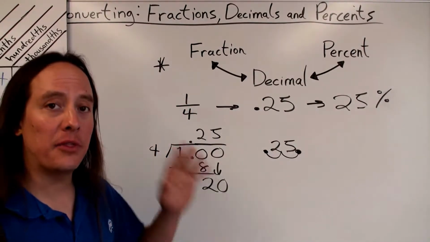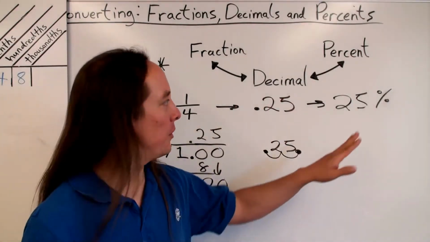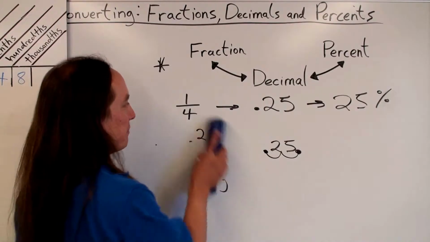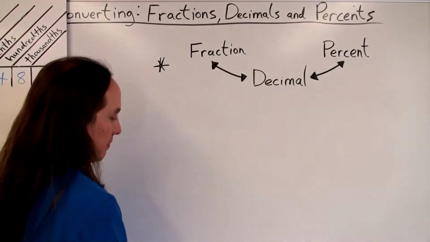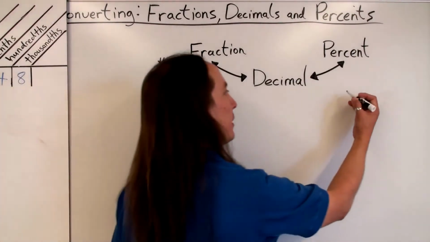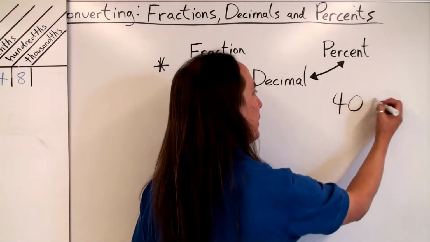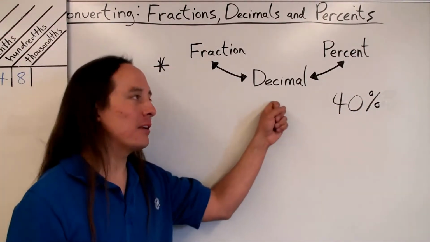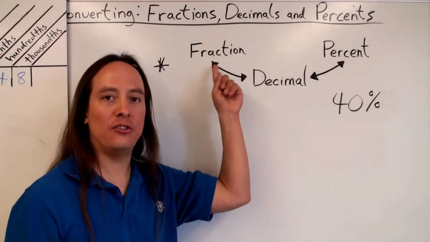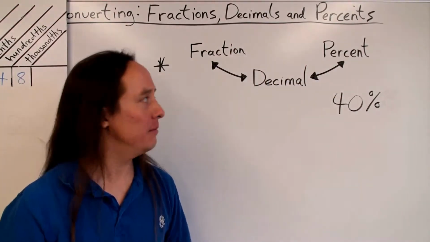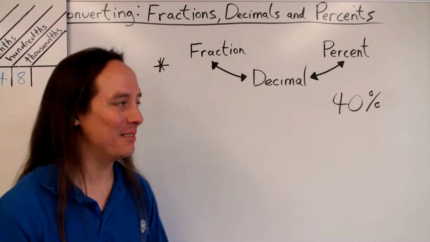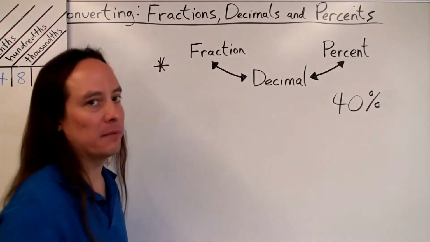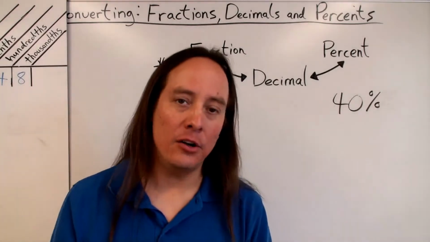But do you want to try one with a different one? Let's try a different one with a percent, and let's get it back to a fraction, okay? So I'll put the 40% over here. And how do we get to a fraction? We have to go through decimal. We can't just directly jump, unless you're already very well practiced in this. But anyway, so how do we get the percent into a decimal? Well, it's the opposite of what we did earlier.